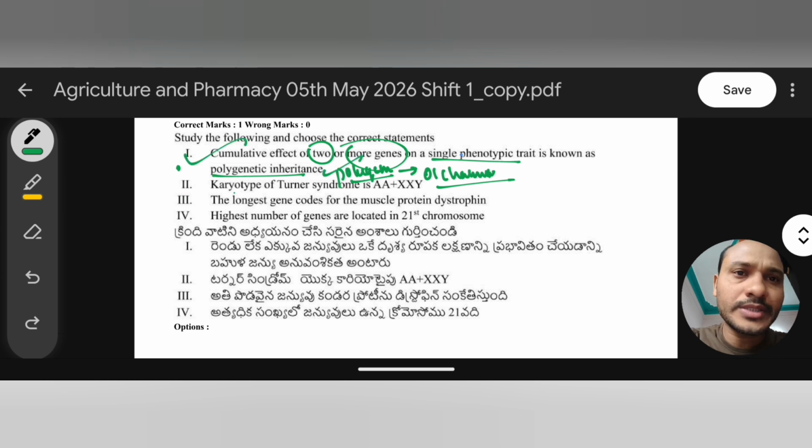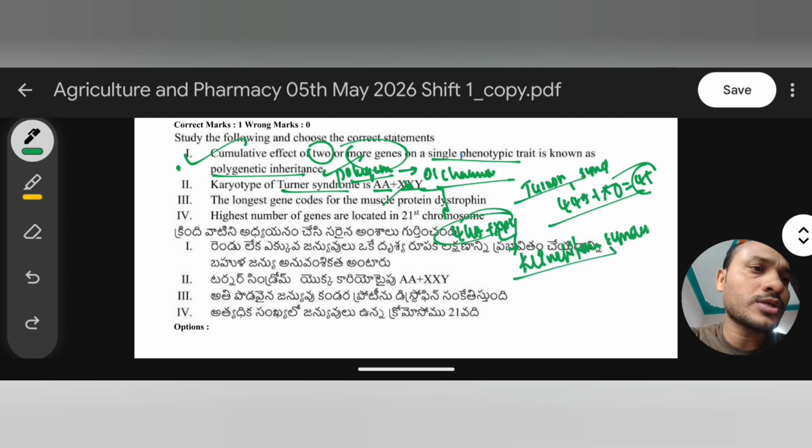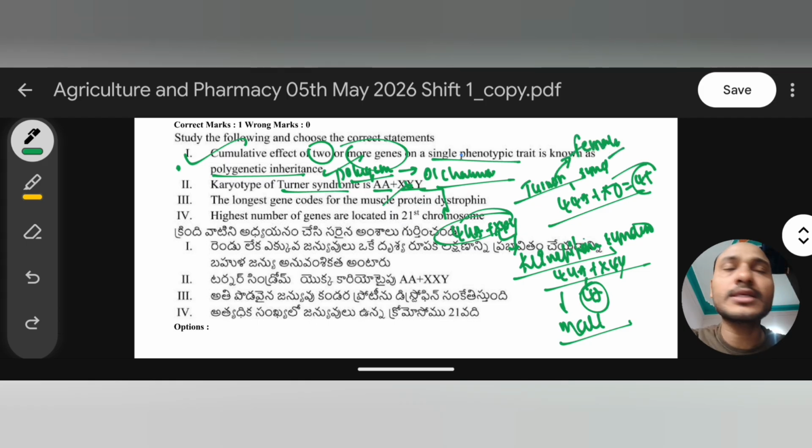Just now we discussed. Now coming to the second statement: the karyotype of Turner syndrome. In the previous MCQ we discussed Turner syndrome. Here the statement gives the Turner syndrome karyotype as 44 autosomes plus XXY. This statement is wrong. Why? Because in Turner syndrome the karyotype is 44 autosomes plus X0, with only 45 chromosomes. So whose karyotype is 44 autosomes plus XXY? That is the Klinefelter syndrome karyotype, with 47 chromosomes, generally seen only in males, while Turner syndrome is seen only in females. So this statement is wrong.